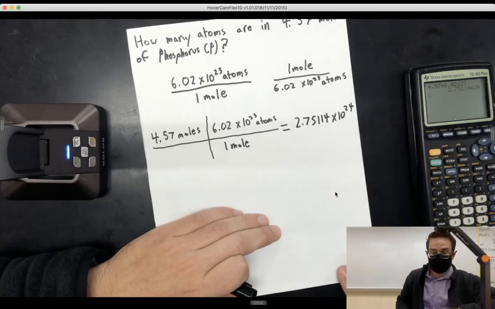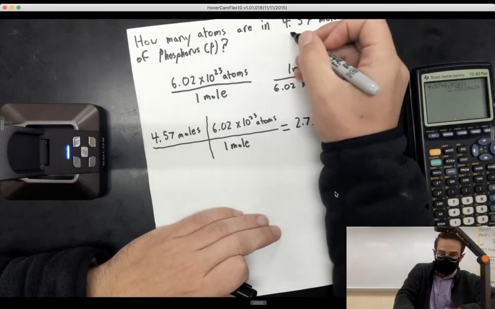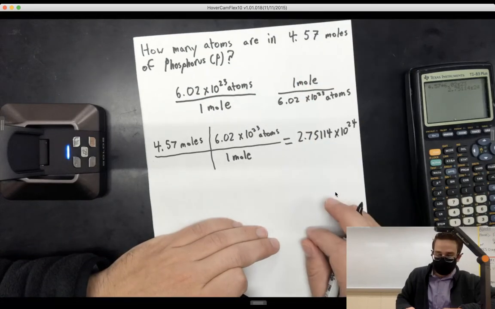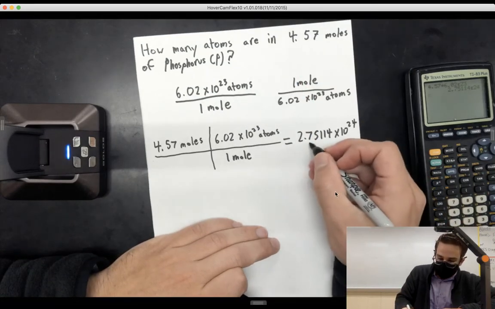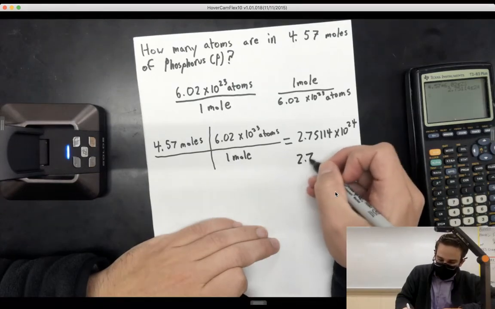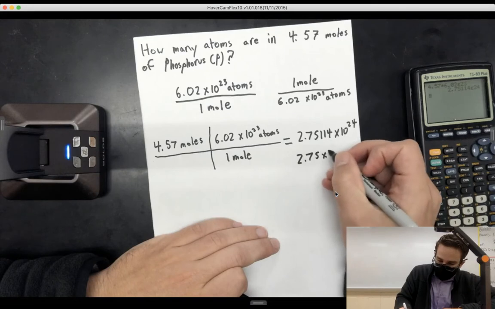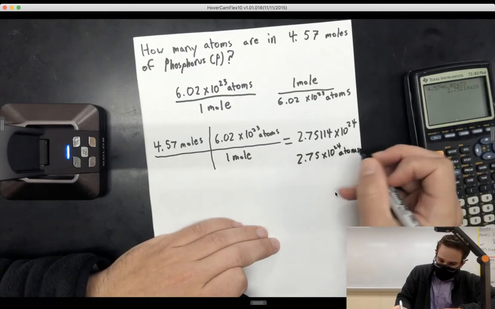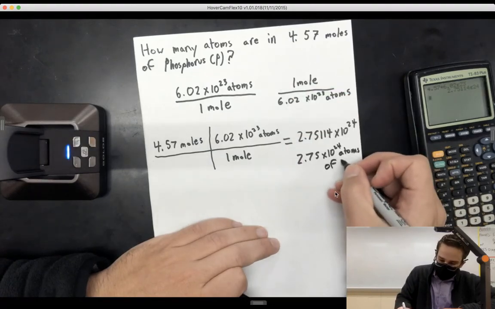I have to round this to 3 significant figures because my given has 3 significant figures in it. So I count 1, 2, 3. I look at my 4th digit, which is a 1. That tells me to round down. And I end up with 2.75 times 10 to the 24 atoms, and atoms of phosphorus in this case.